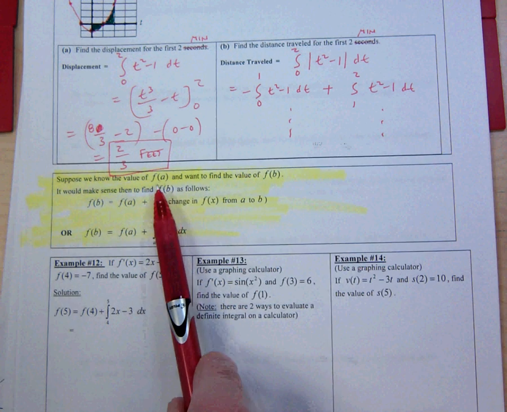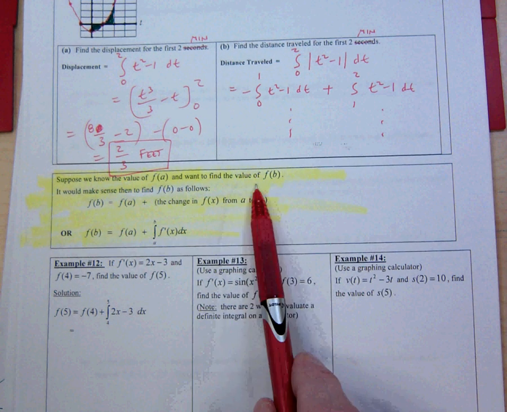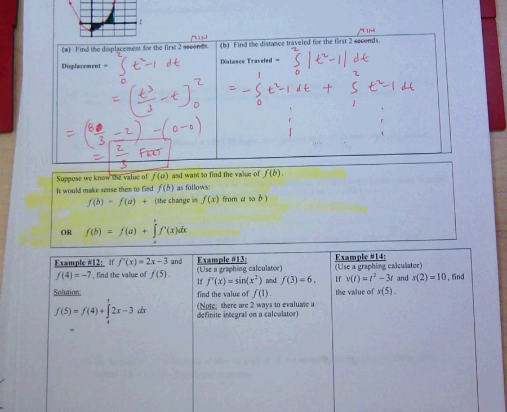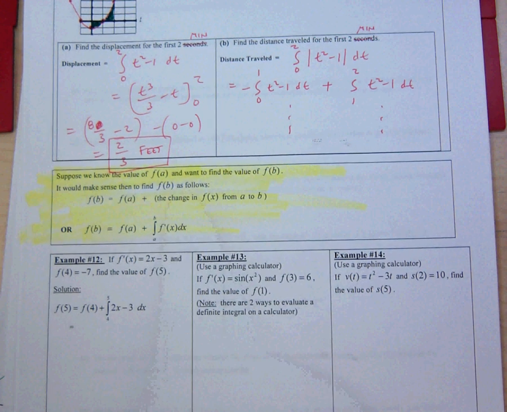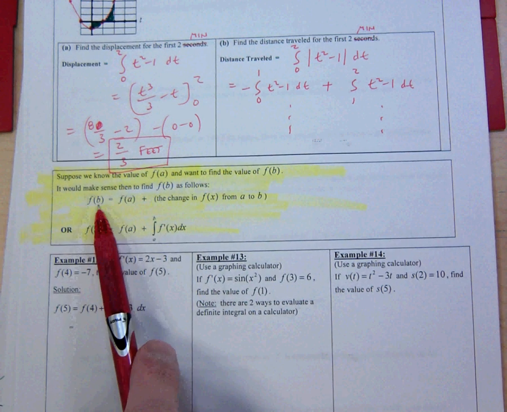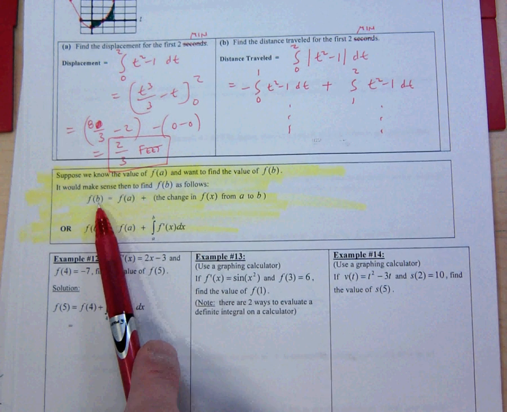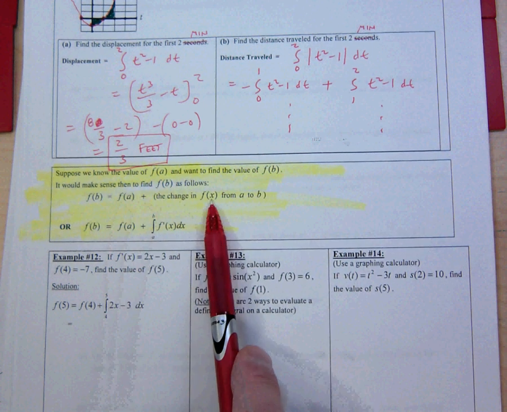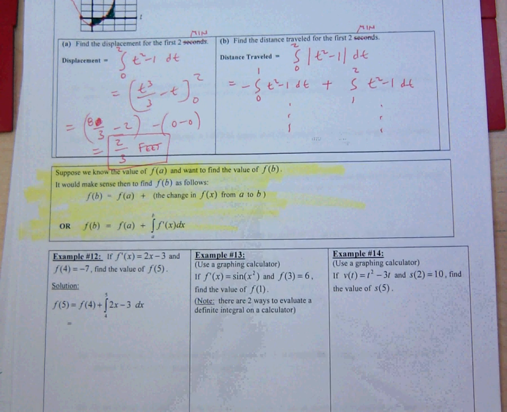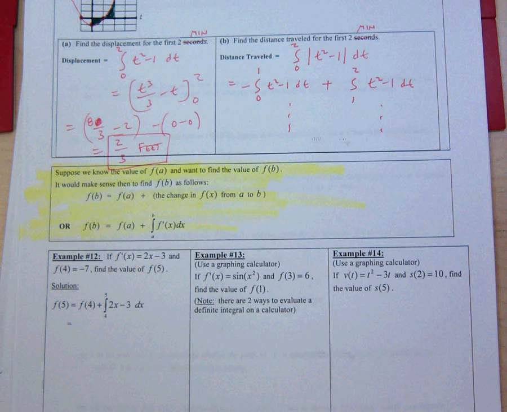Suppose we know the value of f of a, and we want to find some later value f of b. This should make sense to you, that we can find the later value f of b as follows. To find the later f of b value, you can take an earlier function value, like f of a, and then add the change in f from a to b. Does that logically make sense without memorizing it?